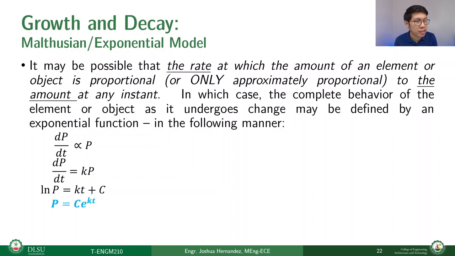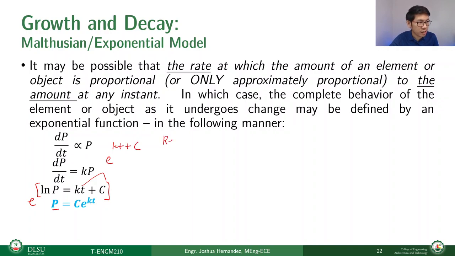And we can further solve our DE, since we have a differential equation here. We can see that this is variable separable. So if we put P on this side, and put dt on the other side, cross multiply, so to speak, we have K dt. And then integrating both sides, we get ln P equals Kt plus C. Then of course, if we raise this all to e, we will eliminate ln, and we're left with P equals e raised to Kt plus C.